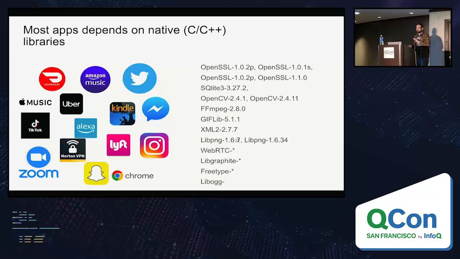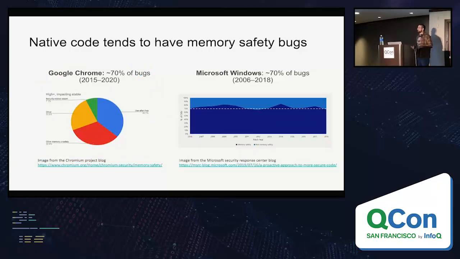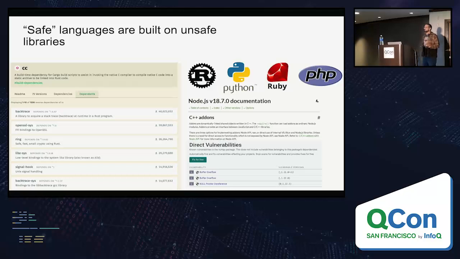Every application out there depends on C and C++ libraries. This is where most of your bugs live, in native code. A majority of our bugs are in these C and C++ libraries. And most of the languages that you use rely on these libraries. So you may be like, oh, I don't have to care about this, I'm writing in Rust or Java or Python. Whatever language you depend on, you probably have a large number of dependencies that are actually just C libraries that have been wrapped by these languages.